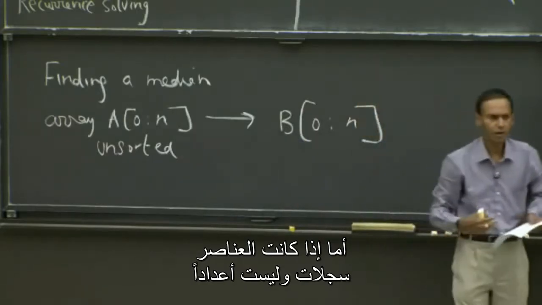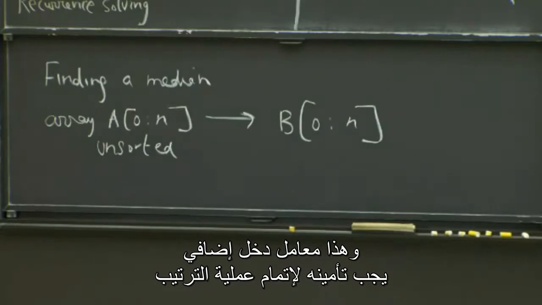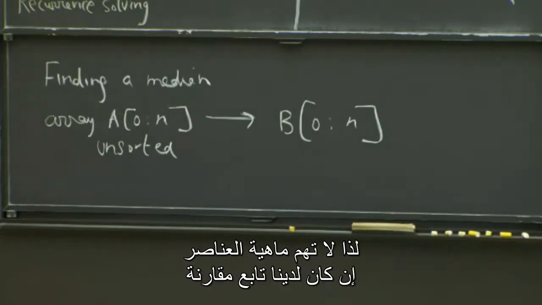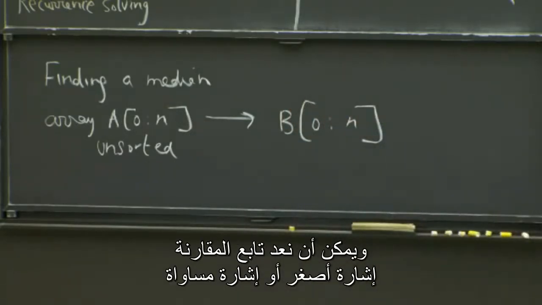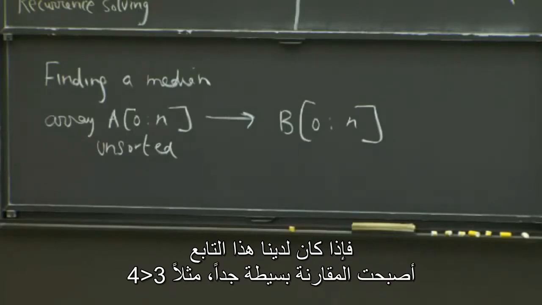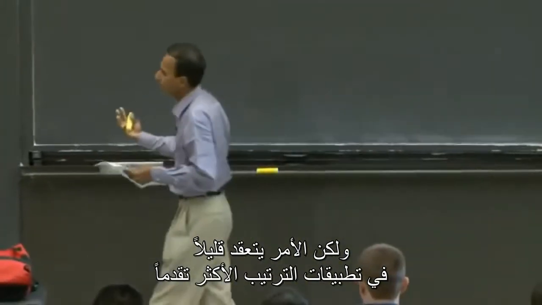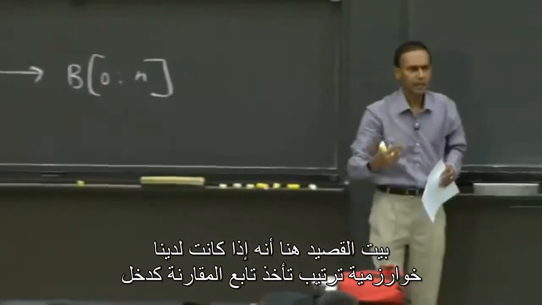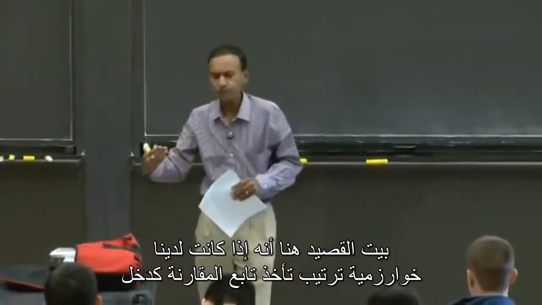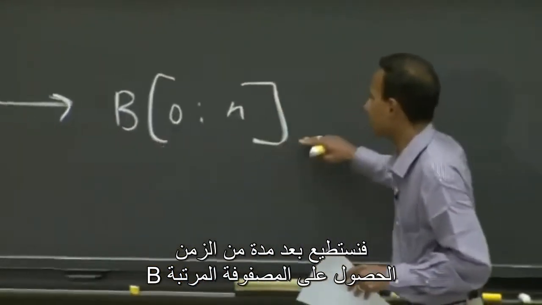Or if they're records and they're not numbers, then you have to provide a comparison function to determine which record is smaller than another record. And that's another input that you have to have in order to do the sorting. So it doesn't really matter what the items are, as long as you have the comparison function. Think of it as less than or equal to. And if you have that, it's straightforward, obviously, to check that 3 is less than 4, etc. But it may be a little more complicated for more sophisticated sorting applications. But the bottom line is that if your algorithm takes the comparison function as an input, you're going to be able to get B[0 through n] after a certain amount of time.